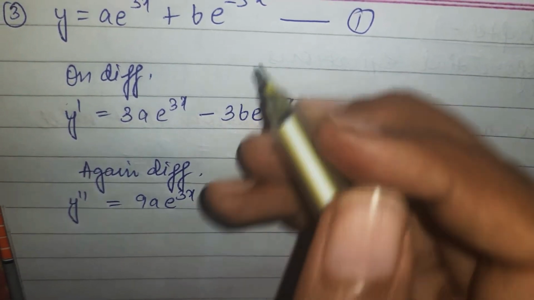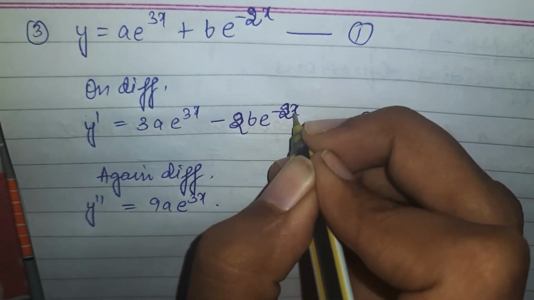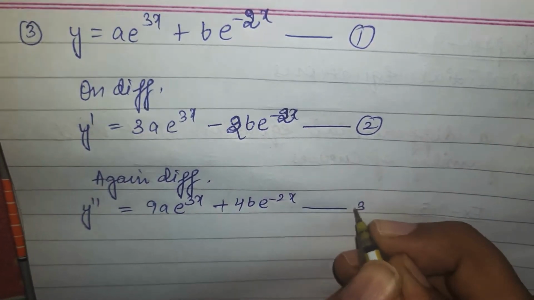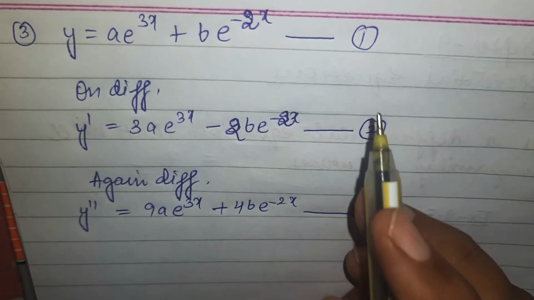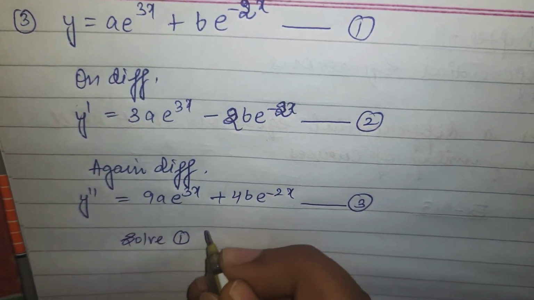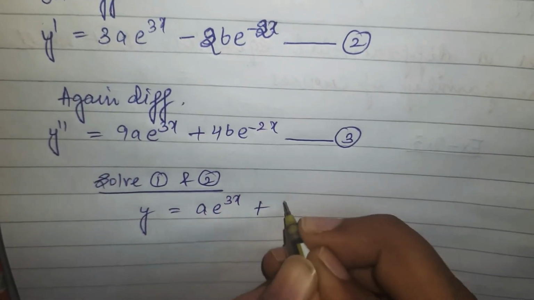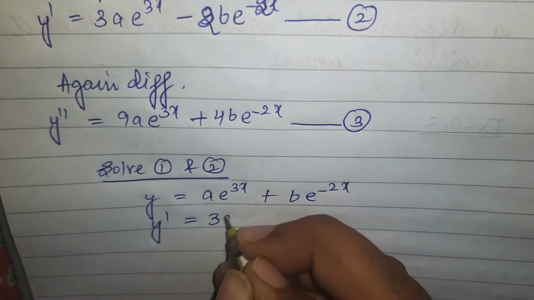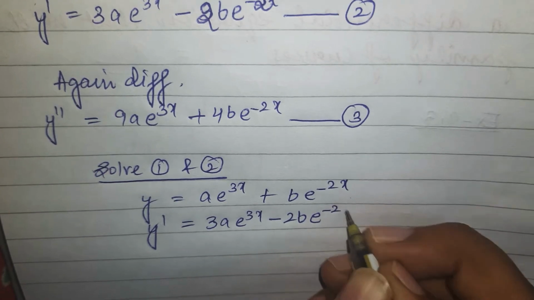On again differentiation, y double dash, this is 9a e raised to the power 3x, and this will become 3b, sorry, the question is 2. So this is also 2, this is also 2. So I am getting plus 4b e raised to the power minus 2x. Now what you need to do is solve the equations. Now we'll have 3 equations. If I am taking 1 and 2, solve 1 and 2 by the elimination method. So what am I getting? b e raised to the power minus 2x. This is y dash, 3a e raised to the power 3x minus 2b e raised to the power minus 2x.